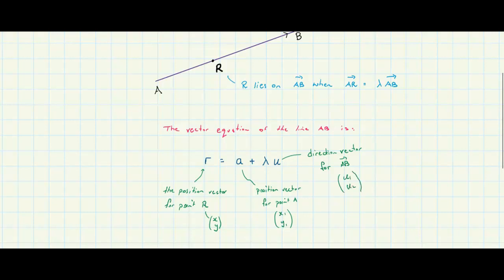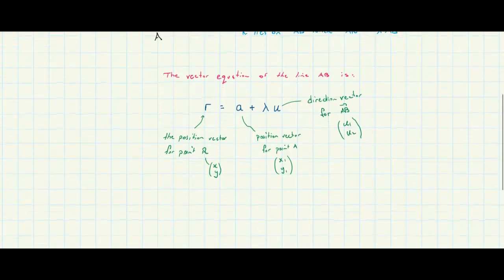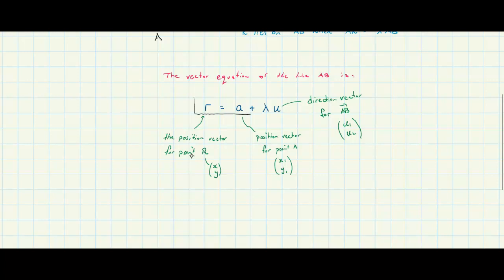Okay, so we're looking at establishing a vector equation for the line AB in general terms. All right, so there it is. That's our vector equation there. R equals A plus lambda U.